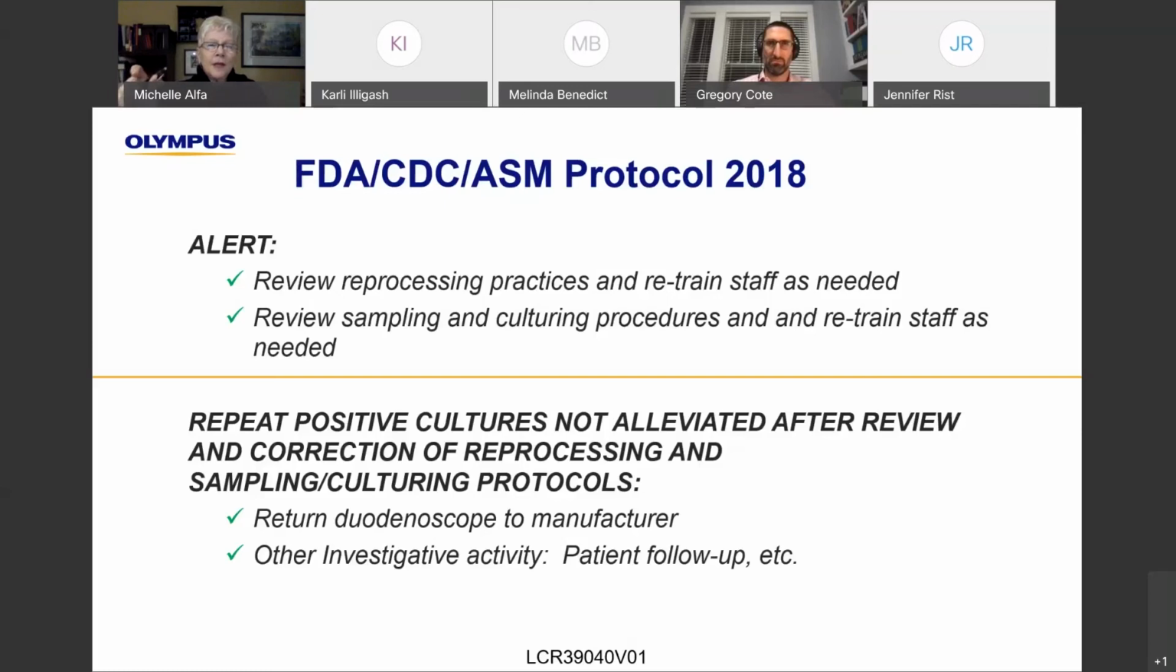And that alert was put in because honestly, if you think about it, high level disinfection is supposed to eradicate all living forms of organisms except for high levels of spores or spore forming organisms. And to be honest with you, if you get that growing immediately after you've taken a scope out of an AER, you have a problem. Or if you get it growing after it's been in storage, that just should not be the case. And therefore, the alert is really review the reprocessing practices and retrain the staff. It's at a slightly lower level, if you will, than action. And review the sampling and culture protocols and do some audits to check.